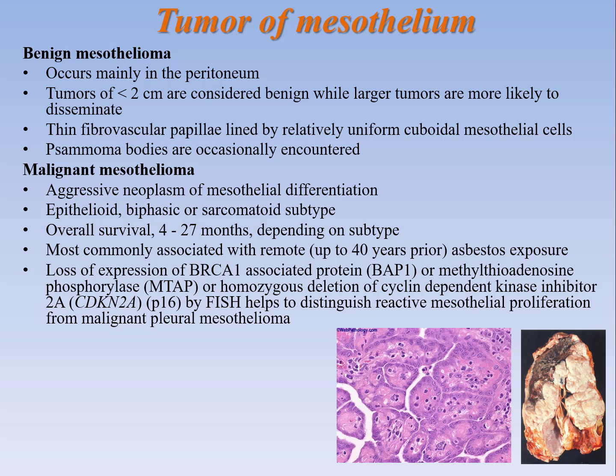Malignant mesothelioma. It's an aggressive neoplasm of mesothelial differentiation; we can classify it into epithelioid, biphasic, and sarcomatoid subtypes. Overall survival is about 27 months, depending on the subtype and the stage of the disease. Most commonly, it's associated with a remote asbestos exposure.